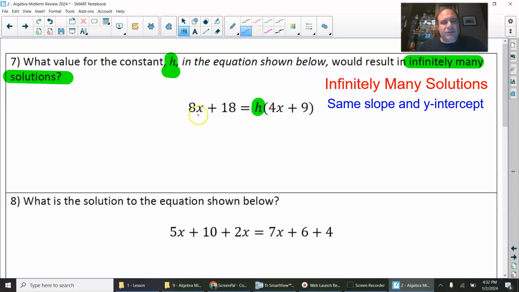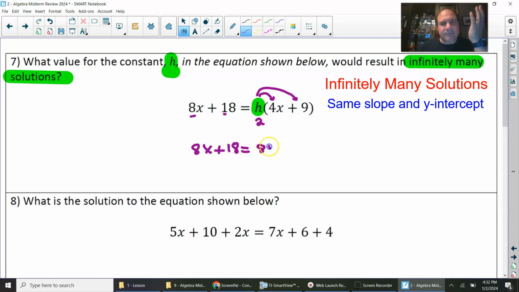So whatever I put in for h, when I substitute it in, it has to result in this exact same thing. So what times 4 would equal 8? That is a 2. And then 2 times 9, would that equal 18? Yes, it would. So if you have 8x plus 18 equals 8x plus 18, that would be infinitely many solutions. So h would have to be equal to 2.